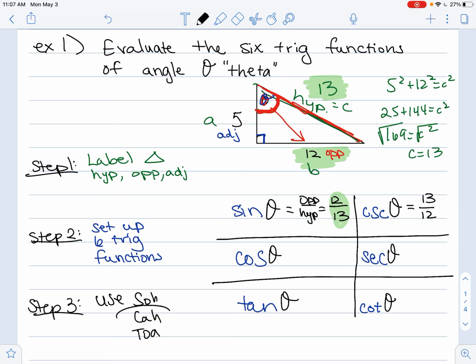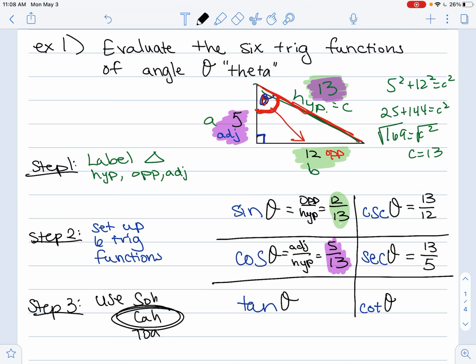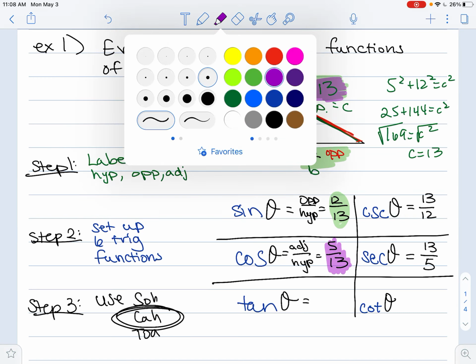All right, let's do cosine now. So remember, cosine is right here. C is A over H, so that's adjacent over hypotenuse. So let's do this in a different color. So we've got our adjacent side over the hypotenuse side, which is 5 over 13. And remember, secant is the reciprocal of cosine. So I'm going to look right here now, and I'm going to take the reciprocal of 5 over 13, which is 13 over 5.